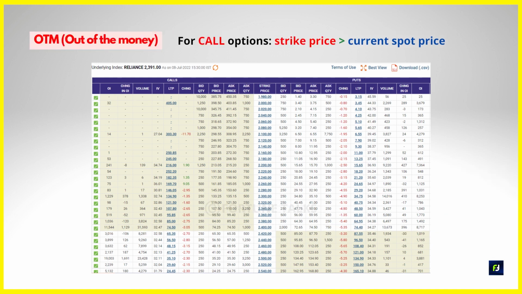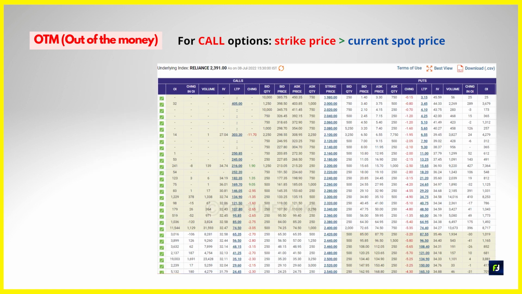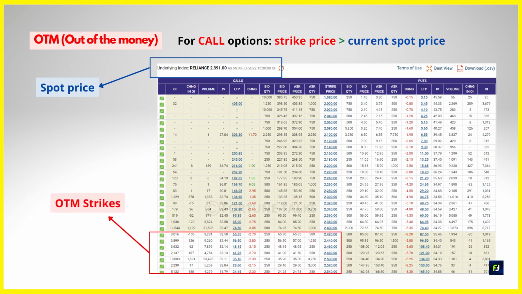A call option is said to be out of the money if the strike price is more than the current spot price of the security. For instance, Reliance is now trading at 2,390 rupees. Then the option strikes like 2,420, 2,460, etc., which are higher than the spot price, are said to be OTM strikes.